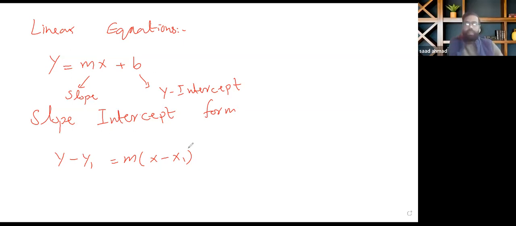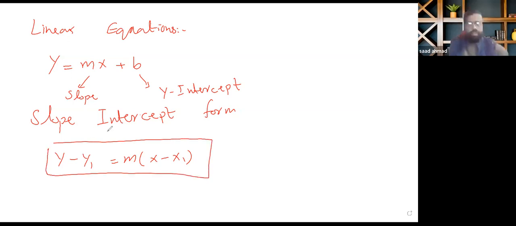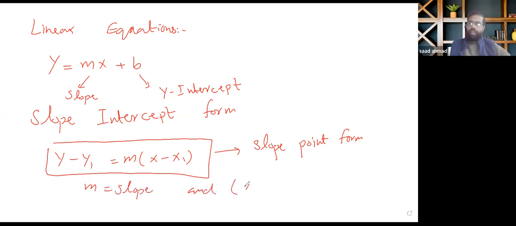Okay. And this form is called the slope point form. This one is slope point form. m is the slope, and (x1, y1) is a point.